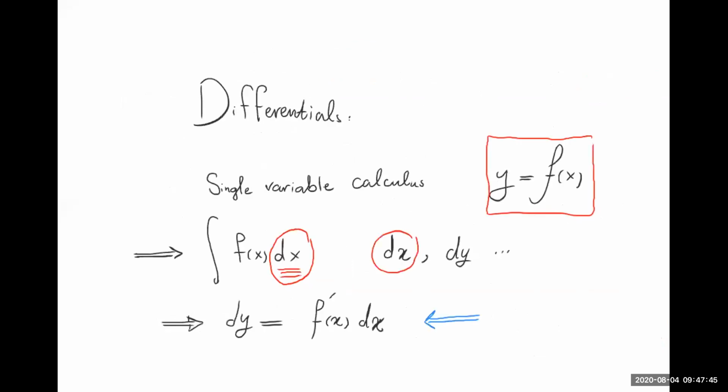So let's look at one more example, a similar example. Suppose we have f of x and y equal to z. Suppose f is equal to the square root of 4 minus x squared minus y squared.